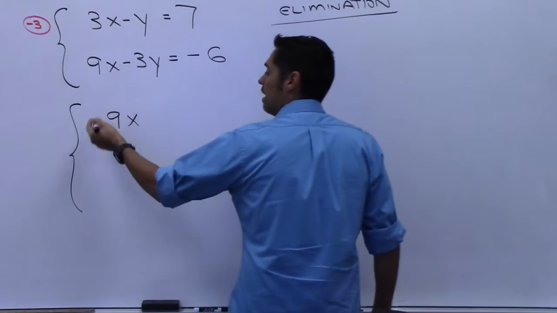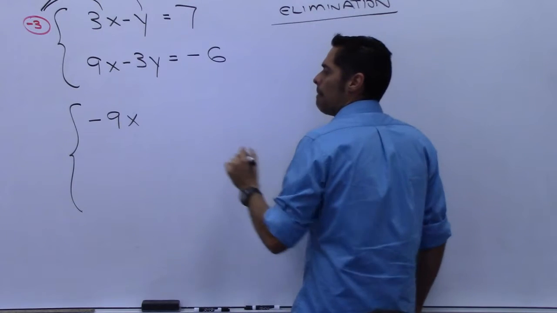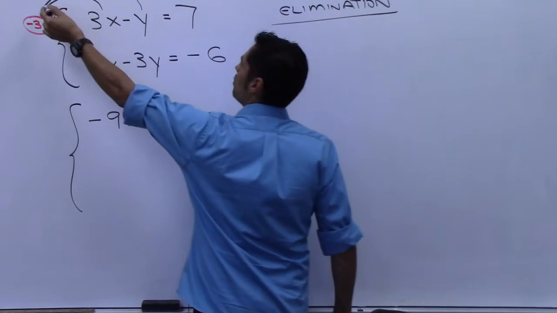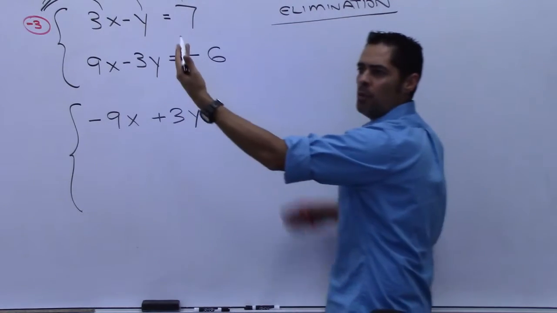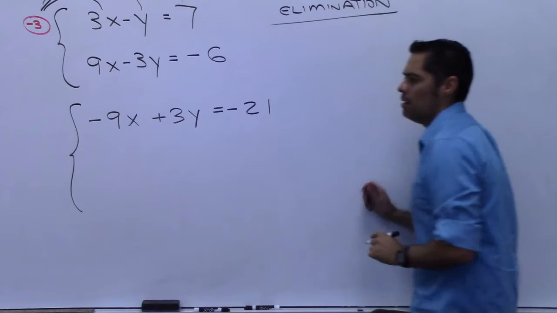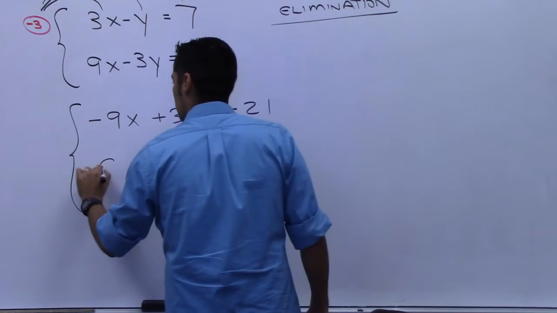Okay, negative 9x is what you get when you go here to here. Now here to here, negative... no, positive 3y. Positive 3y. And then you also must distribute over here because it's really like you're multiplying both sides. So negative 21. And then the second equation, I'm not going to touch it. I'm just going to leave it alone.